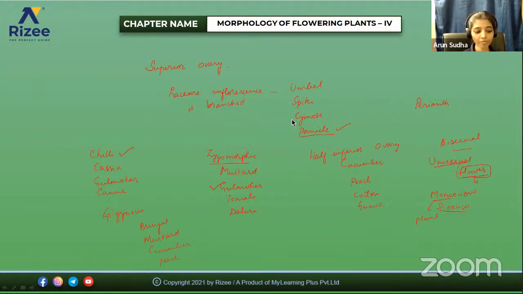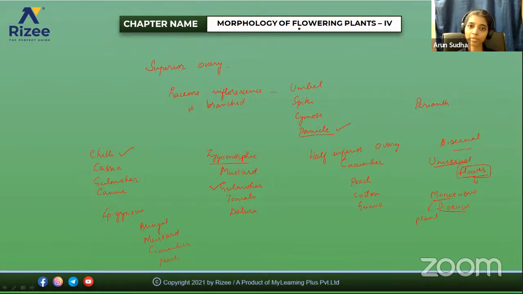Then ray floret of sunflower has inferior ovary, half superior ovary, half inferior ovary, or superior ovary. Yes, inferior ovary is the correct option. So I hope you are clear with this, right? About the flower and then about the whorls, calyx, and corolla.